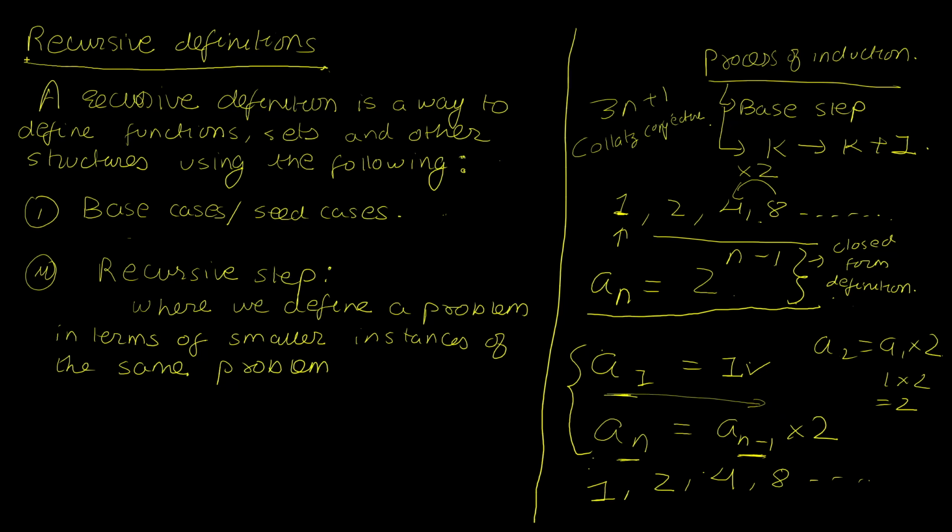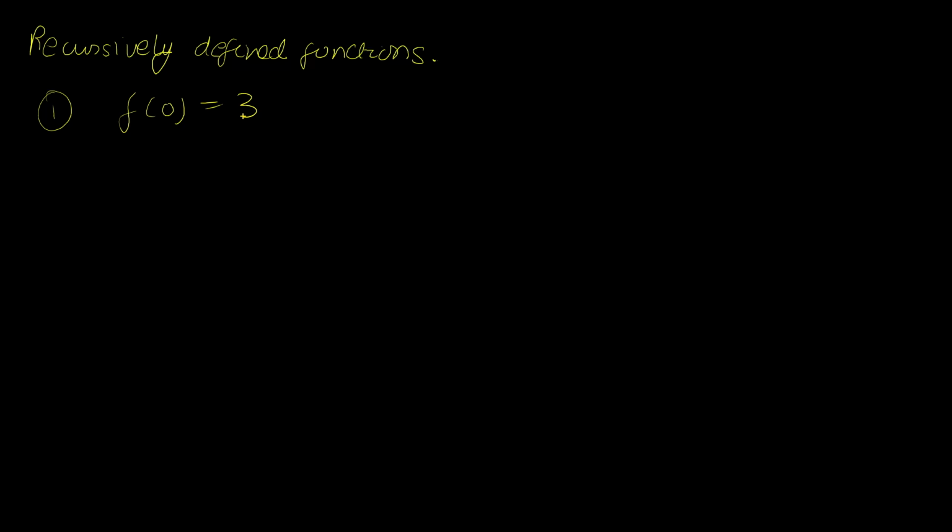Alright, let's get started by looking at a few formal examples of recursive definitions. And we'll start with recursively defined functions. First, I want to make you aware of a type of problem which is really easy to do. So we'll be given a recursive definition. First we are given f0 is equal to 3. This is my seed element. And then we are given f(n+1) is equal to 2 times f(n) plus 3. And the question simply says find f0 to f4.